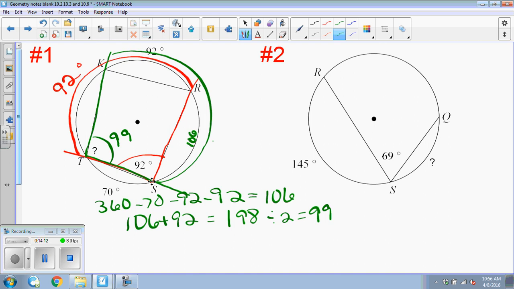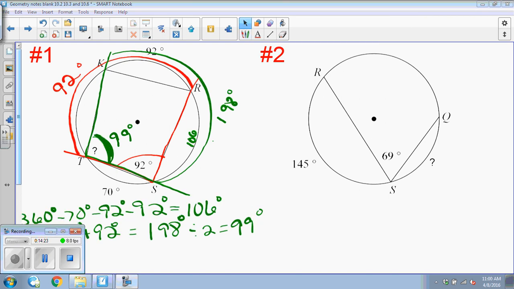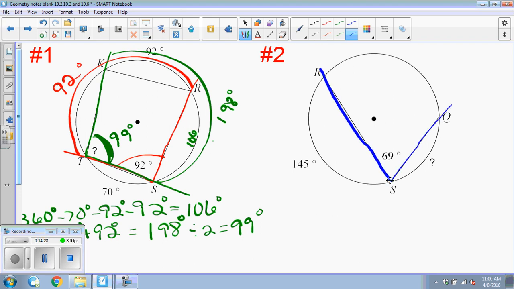Because this whole thing is 198. Okay, so if you double 69, you get this arc. 69 times 2. All the way around is 360, right? So 360 minus 145 minus 138 equals 77.